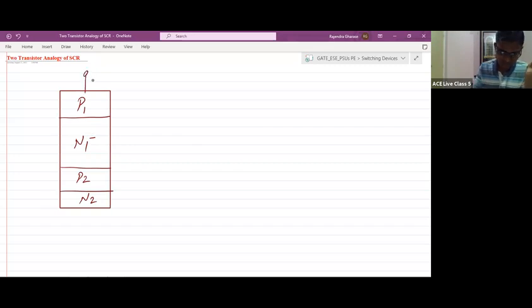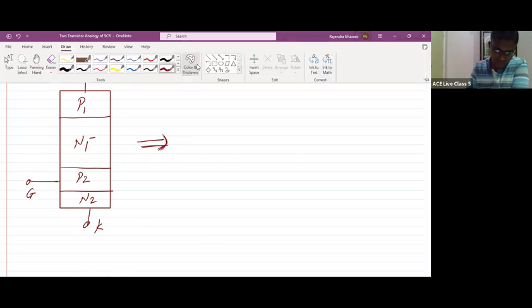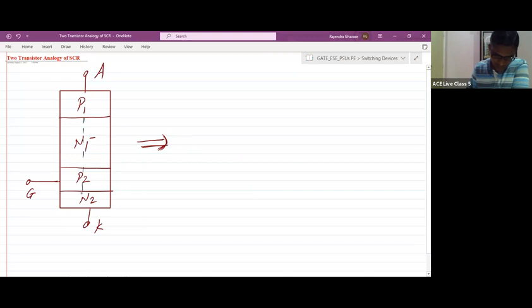Okay, anode of the SCR, cathode of the SCR, and here is the gate of the SCR. The same structure. Now we are going to redraw this in terms of transistors. For that, we are going to divide the inner two layers.